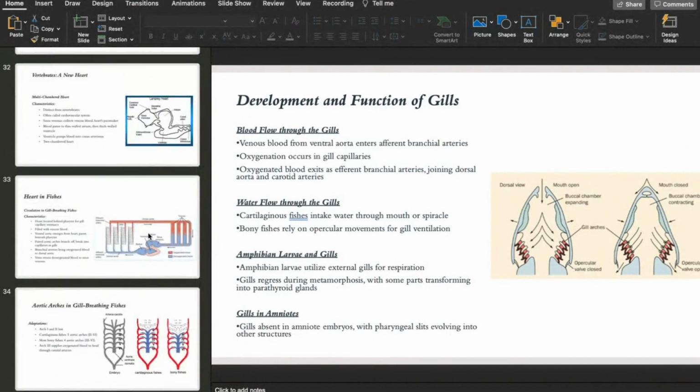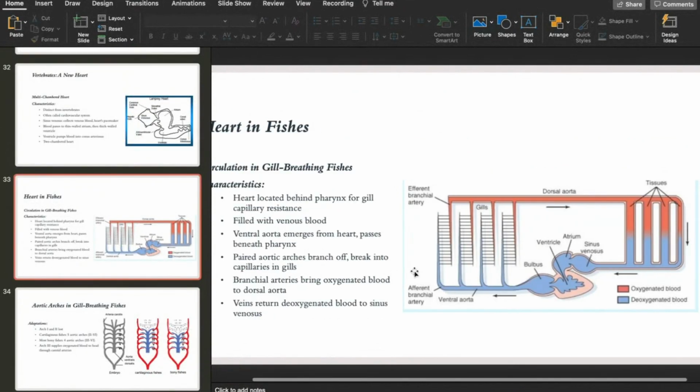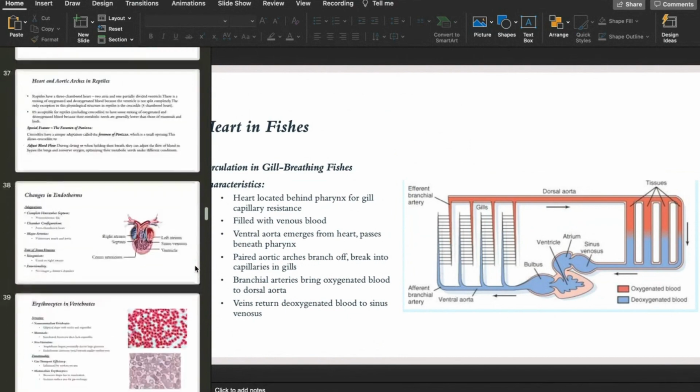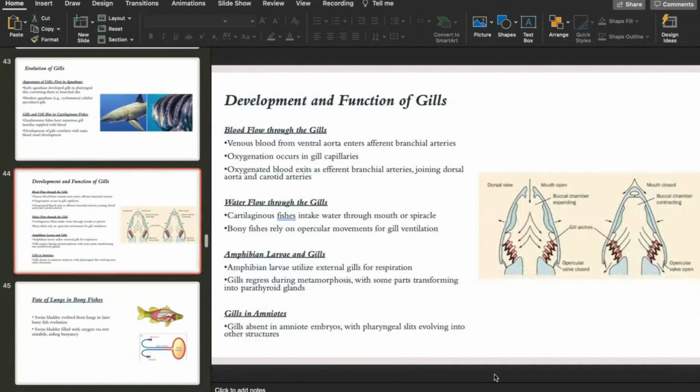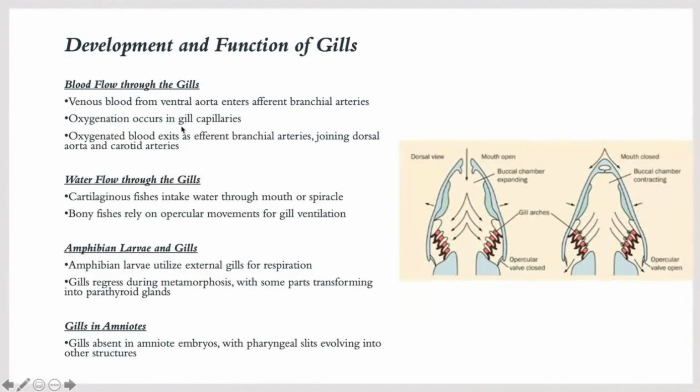Okay, where is it? So right here. It comes from the ventral aorta and enters the afferent branchial artery. There. Okay, now oxygenation occurs in the gill capillaries where they're receiving the oxygen. The oxygenated blood exits through the efferent branchial arteries and joins the dorsal aorta and the carotid arteries, and then eventually, of course, goes to the cells and the tissues that need it.